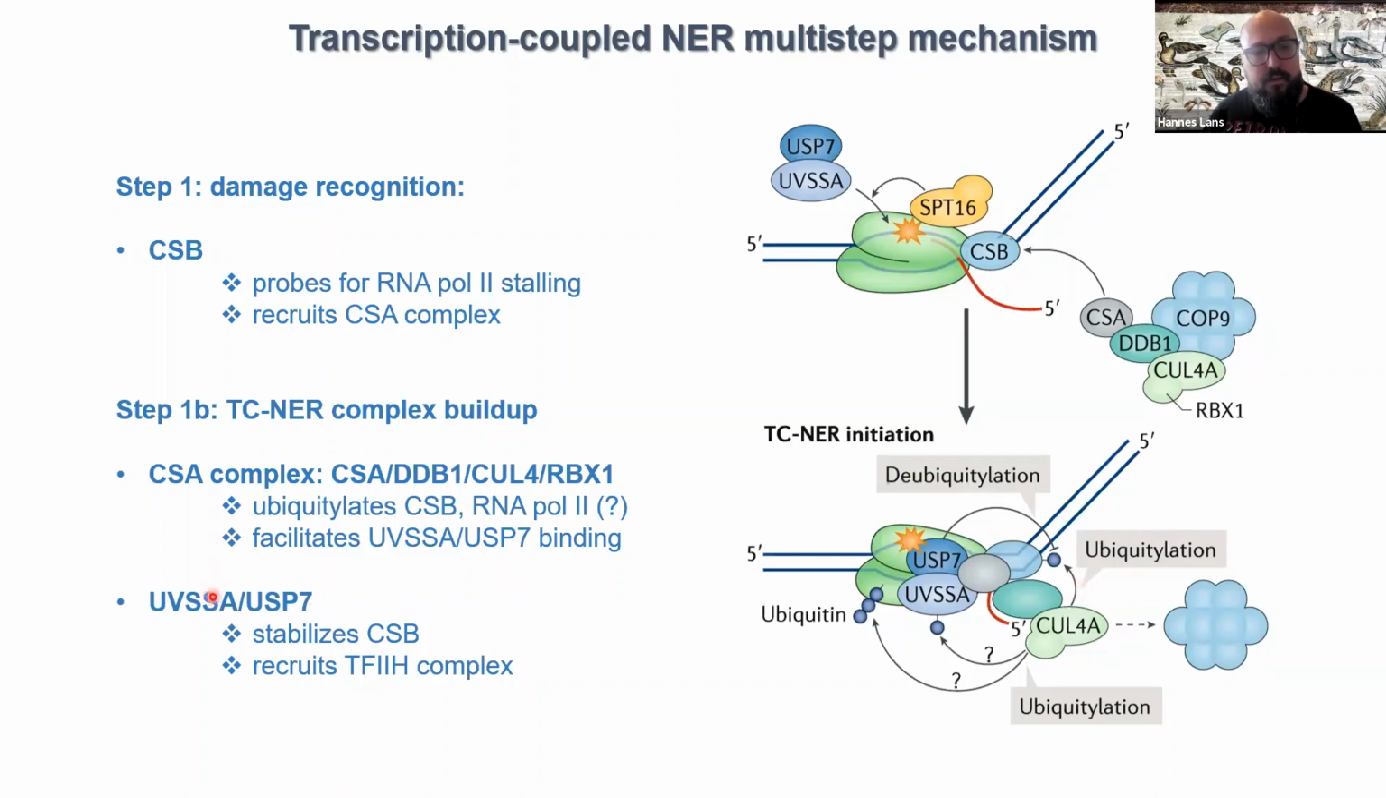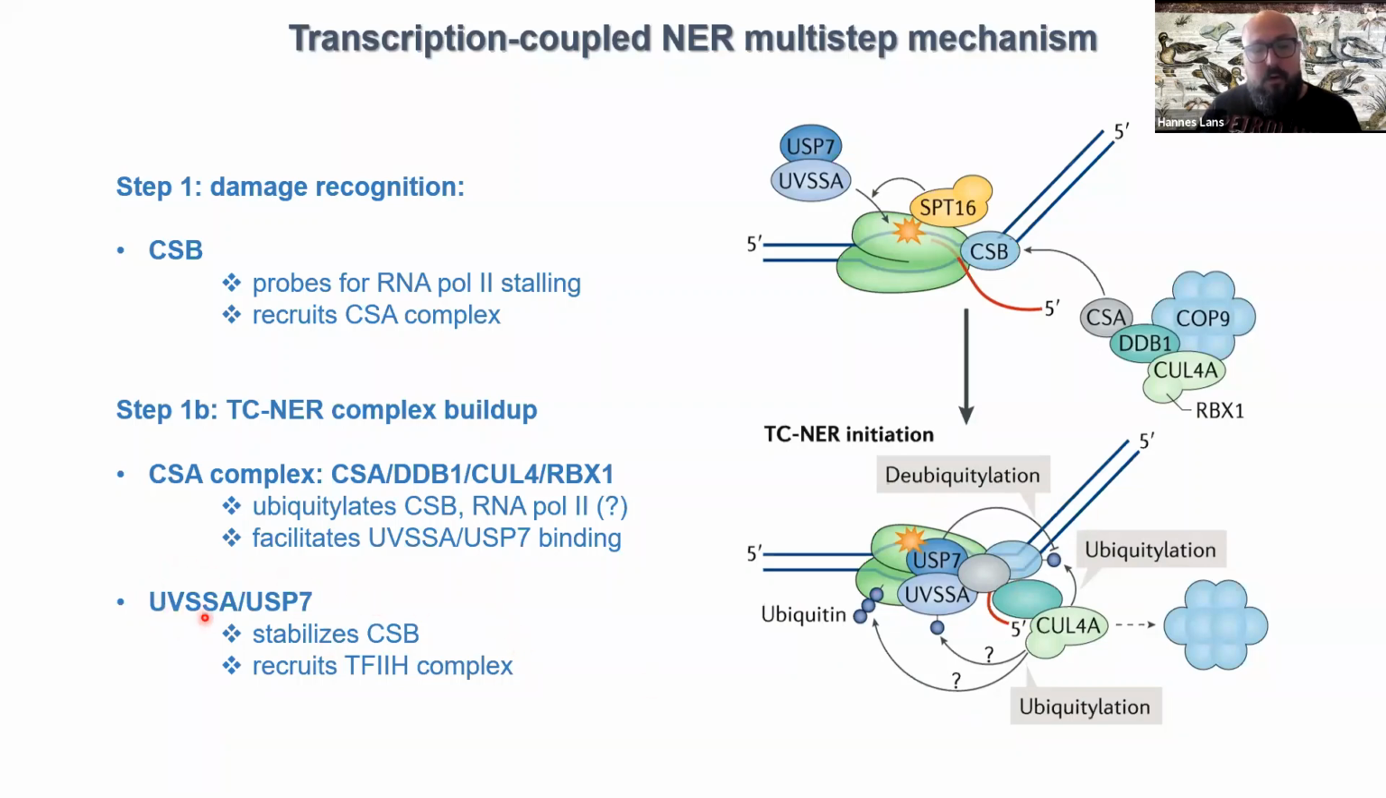Fortunately for CSB, this other complex is also recruited, which includes the USP7 protein, which is a deubiquitinating enzyme, and this counteracts this ubiquitination and deubiquitinates CSB, thereby stabilizing CSB also. So this is an example of a downstream protein that reciprocally interacts with an upstream protein and stabilizes its binding, also its activity at the site of damage.